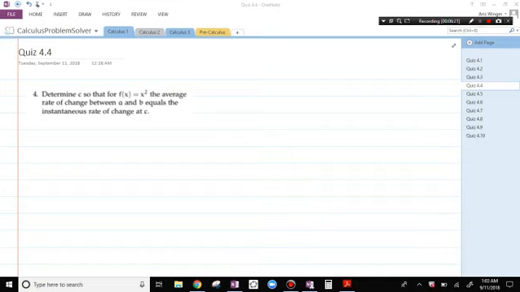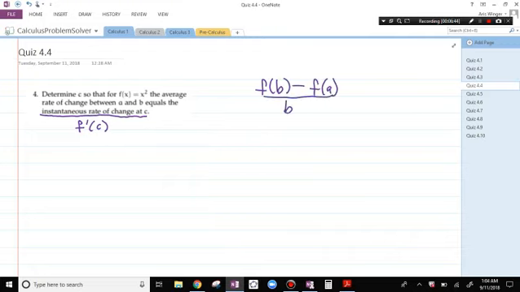Determine c so that for f of x equal to x squared, the average rate of change between a and b equals the instantaneous rate of change at c. We'll do some translating. The instantaneous rate of change at c is called the derivative at c. The average rate of change from a to b is f of b minus f of a over b minus a. We'll translate this. Determine c so that f prime of c is equal to f of b minus f of a over b minus a. And we'll simply calculate each one of these things.